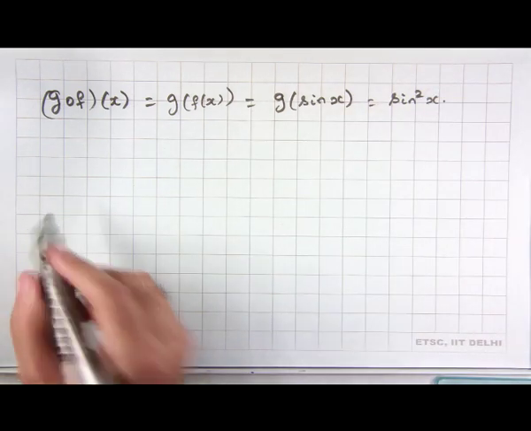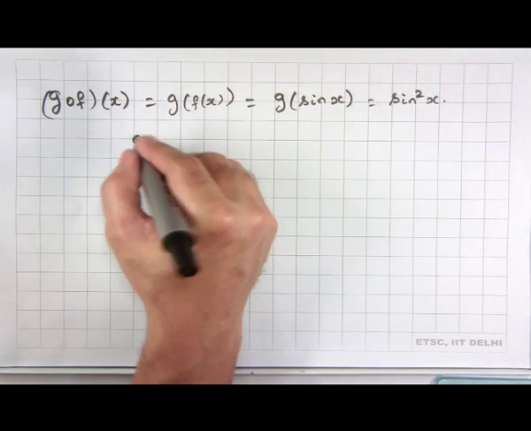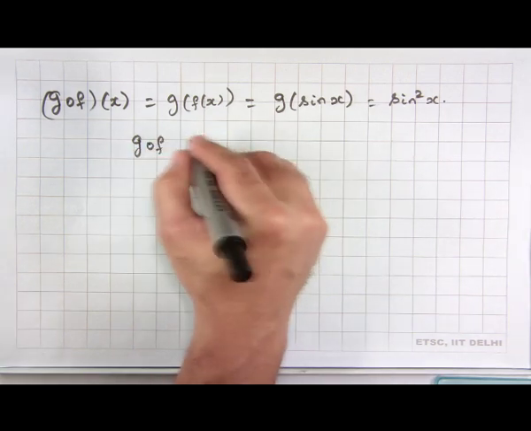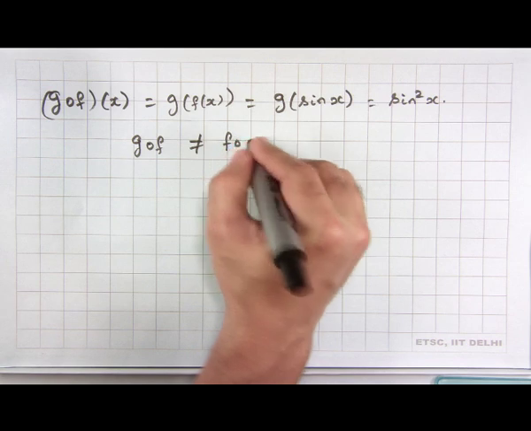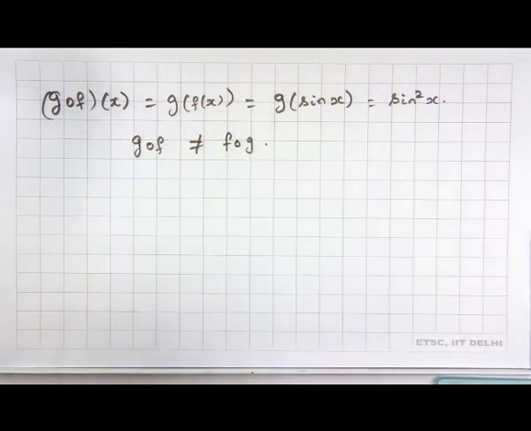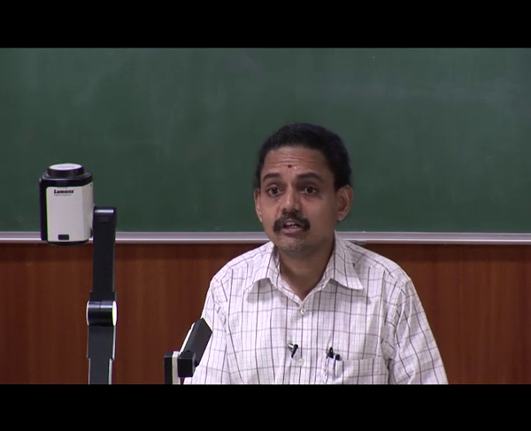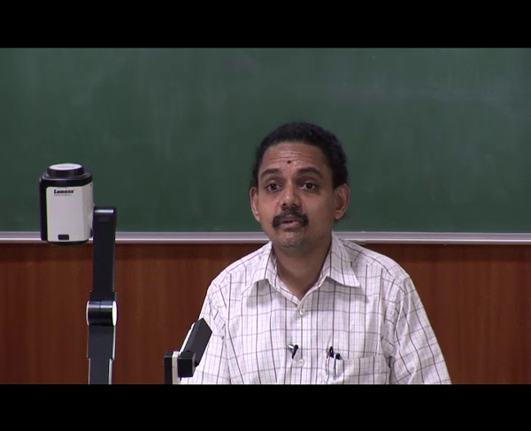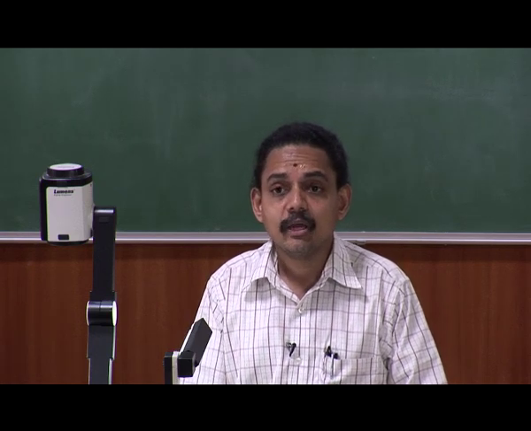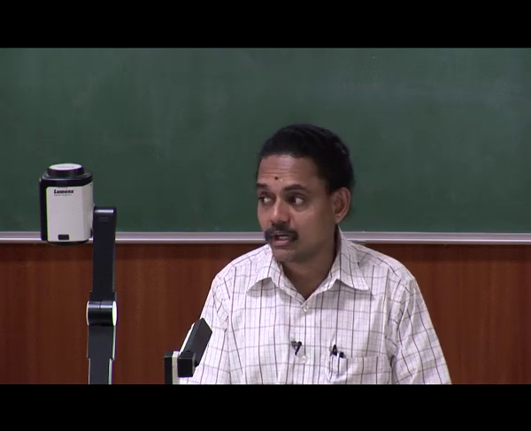So, what we have observed in this case is that g composed with f is not equal to f composed with g. So, thus to compute composition, the order in which we compose is very important. The composition may not commute, that is what we have observed from this example, that is g composed with f may not be equal to f composed with g.